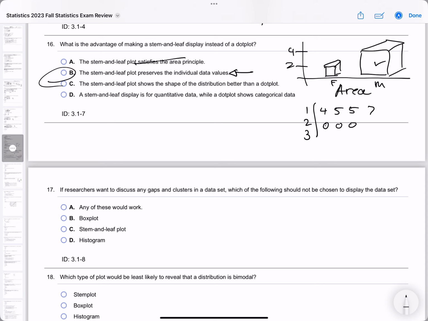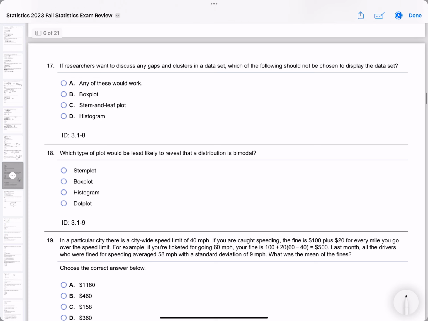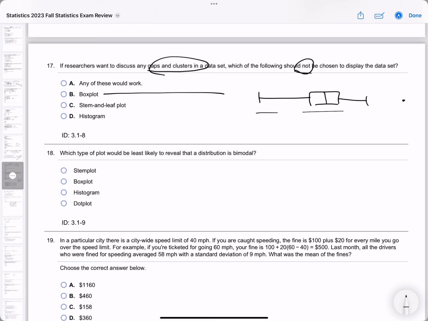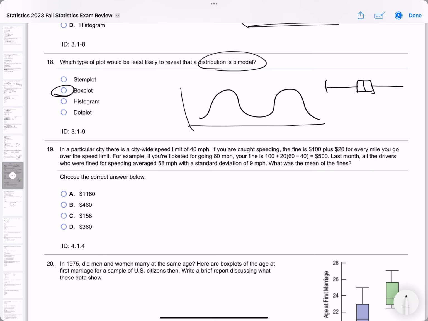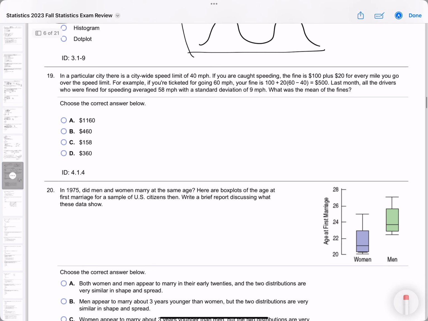So that's that one. Number 17, if you want to do gaps and clusters, which one should you not use? You don't want a box plot because remember, box plot looks like this, and has something like this where you don't see if there are any gaps or clusters in this at all. So that would be what you would want. This is likely to be bimodal. Same thing, box plot. Bimodal is something that looks like this, 2 curves. But if it's in a box plot, you wouldn't be able to see that. You wouldn't be able to see the distribution. It's all kind of clumped together.